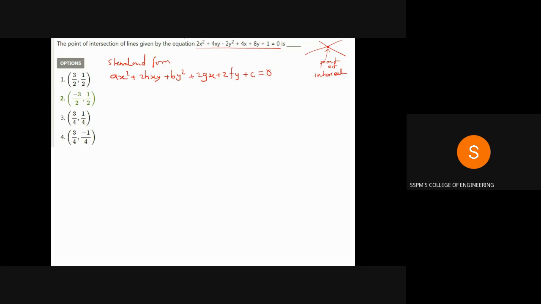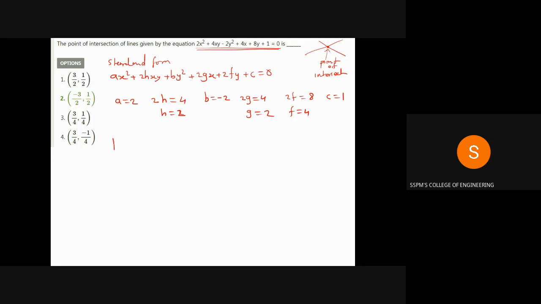If we compare the given equation in the question with the standard form, we will get a is equal to 2. 2h is equal to 4, that is h is equal to 2. Now b is equal to minus 2. 2g is equal to 4, means g is equal to 2. Now 2f is equal to 8, that is f is equal to 4, and c is equal to 1. After comparing, we got all these values. Now the point of intersection of lines is given by this.